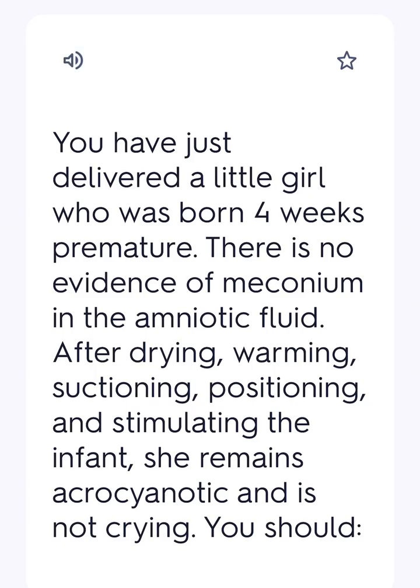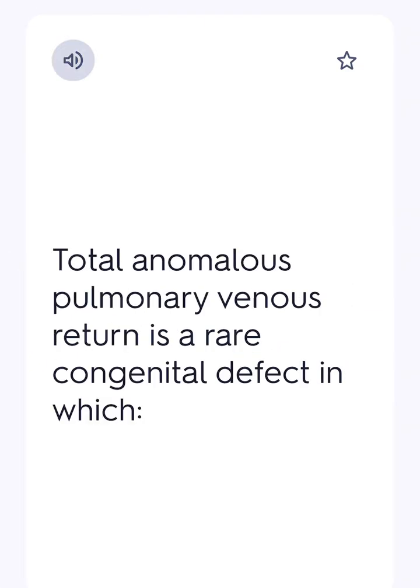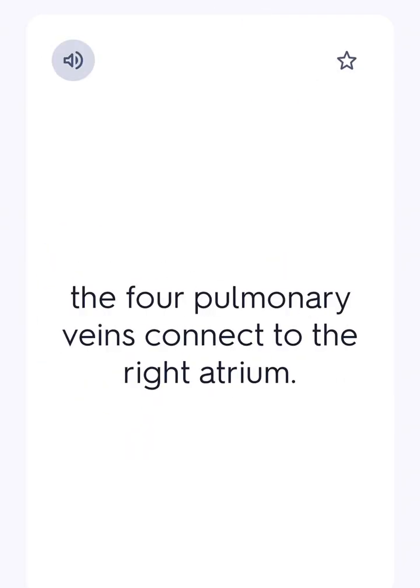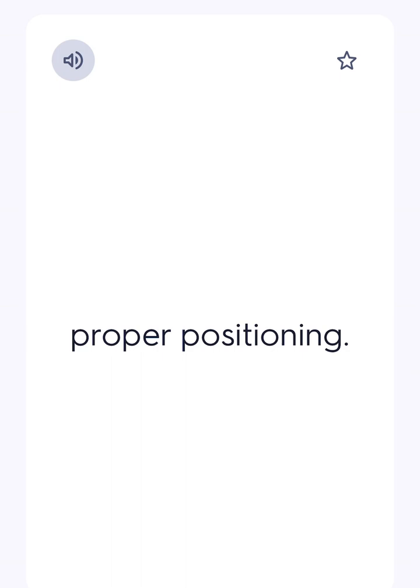You should open her airway and assess respirations. Total anomalous pulmonary venous return is a rare congenital defect in which the 4 pulmonary veins connect to the right atrium. The initial steps of newborn resuscitation include proper positioning.